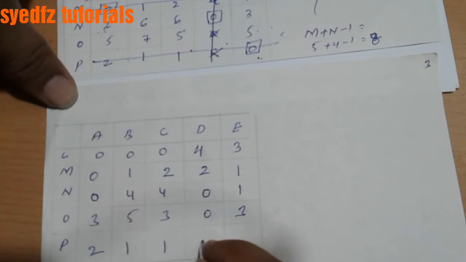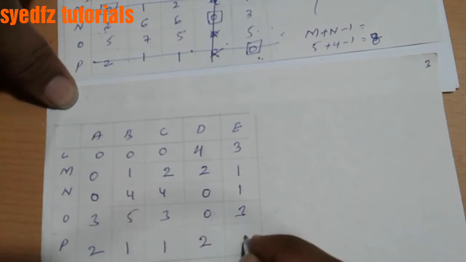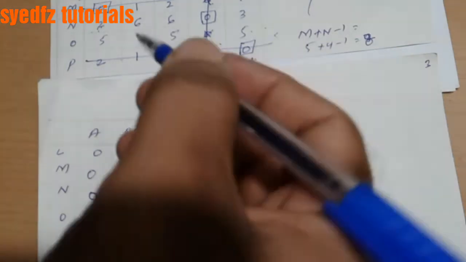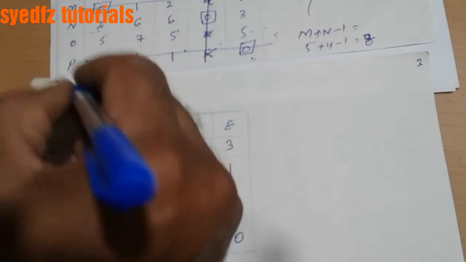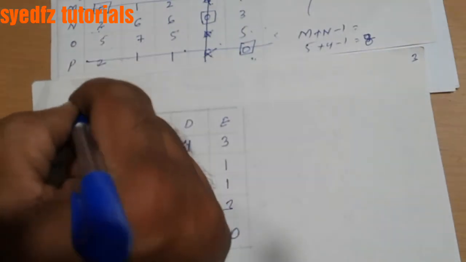It's an intersection, so add 2. Here 0. If there is a single line passing, we should not change the number. If there is an intersection, we have to add the minimum value. If there is no line, we have to deduct the minimum value from those numbers. Now the new cost table. This is the new cost table.